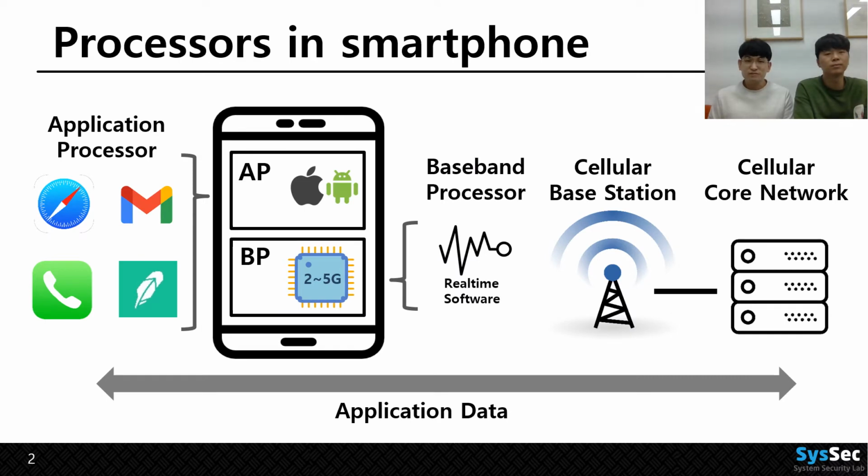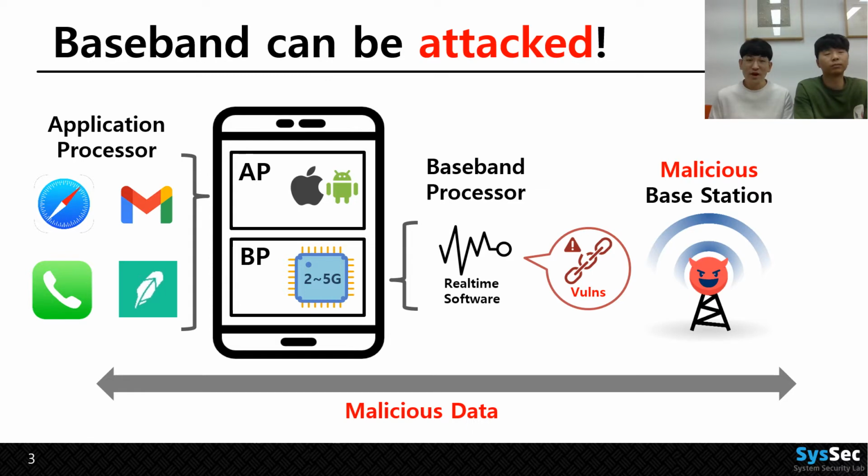Recent smartphones have multiple processors. The application processor runs mobile applications with Android or iOS. Meanwhile, the baseband processor manages the actual cellular communication. It receives and processes radio signals between the base station and smartphone in real time. Therefore, if baseband is compromised, an attacker can manipulate all communication data.